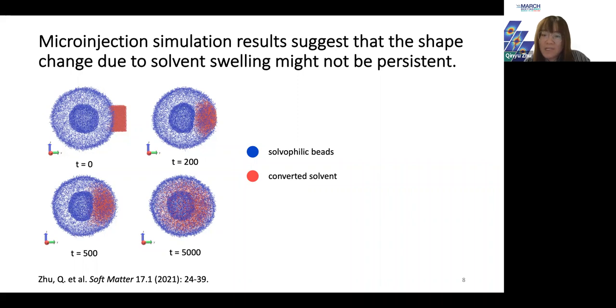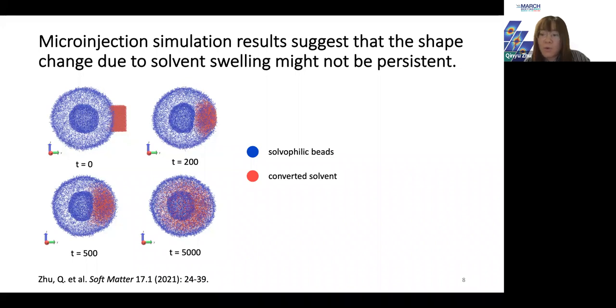In this case, solvents are all joined into the vesicle, and this leads to a similar swelling in the outer layer of the vesicle as in the previous case. But at long times, the converted solvent diffuses more evenly throughout the vesicle membranes, and the vesicle returns to its spherical shape with slightly increased size due to the solvent swelling.